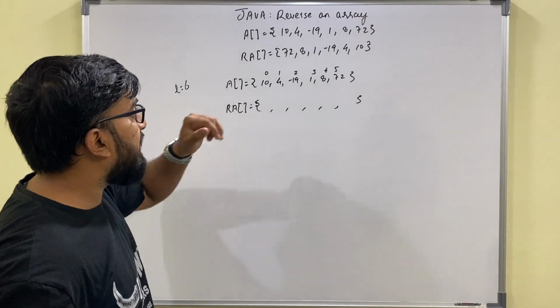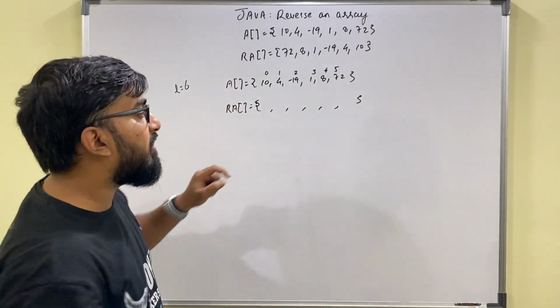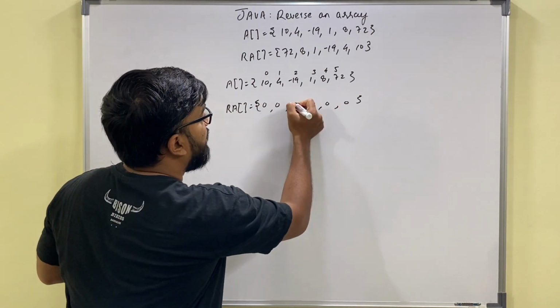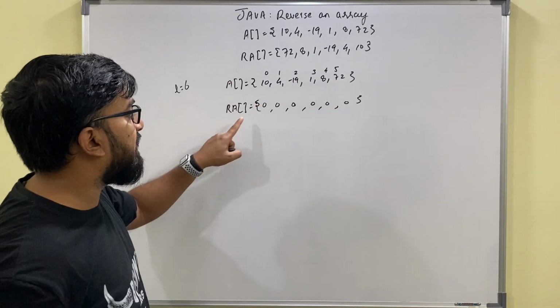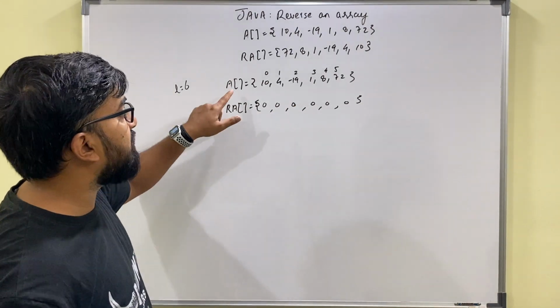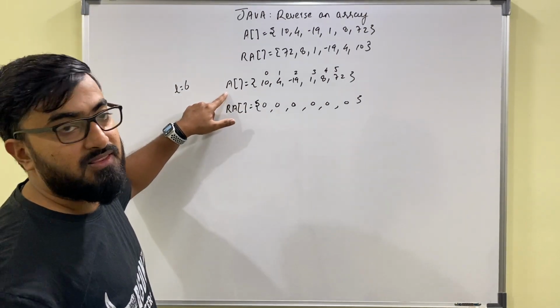Whenever you create an integer array in Java, the default values in all the locations are 0. So when you create a fresh array of length 6, it will look something like this. And we are creating it of length 6 because the original array is of length 6 and we have to create the reverse array of the same length.